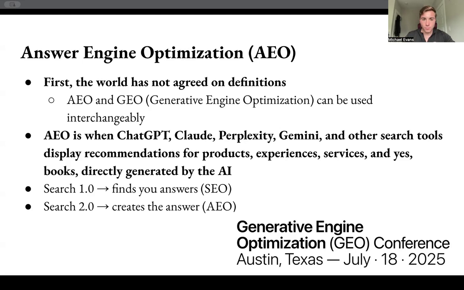But with that said, AEO is when ChatGPT, Claude, Perplexity, Gemini, or any other search tool displays recommendations for products, experiences, services, and yes, books directly generated by the AI. Here's what I mean by that.